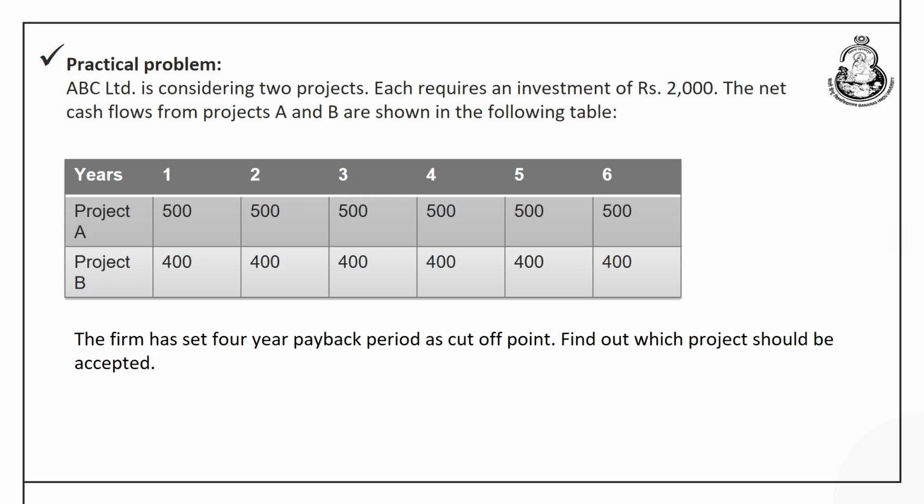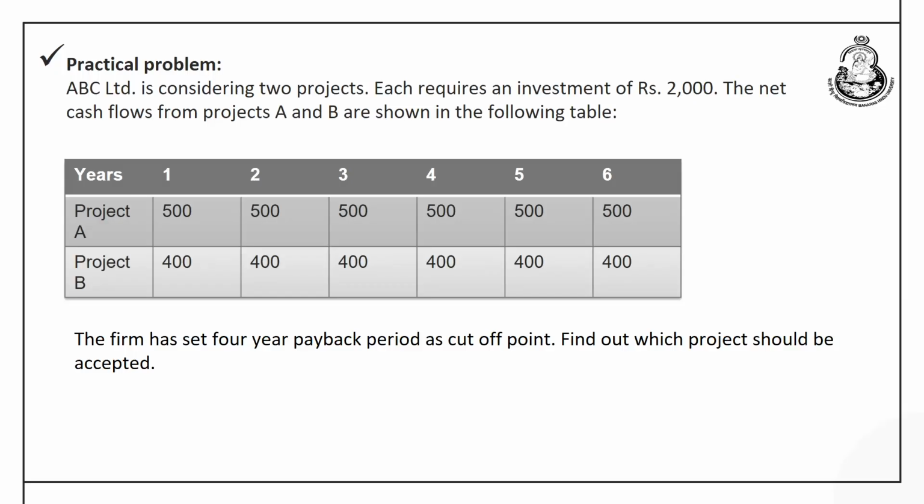Here again we have two projects, project A and project B, where these two projects require an investment of rupees 2000. The net cash benefit or the net cash flows from project A and B can be seen in this table, where project A is generating consistently rupees 500 over 6 years, and project B is giving 400 rupees during the next 6 years. Now, the management has set a cutoff period of 4 years.